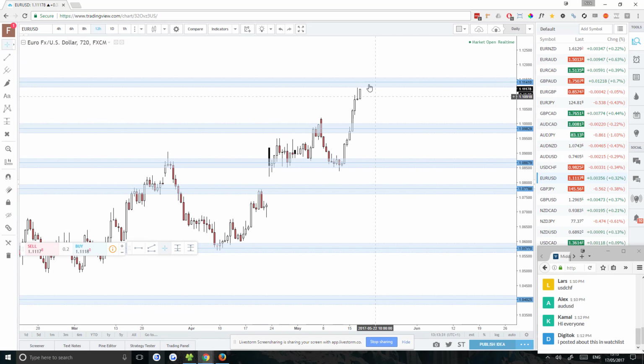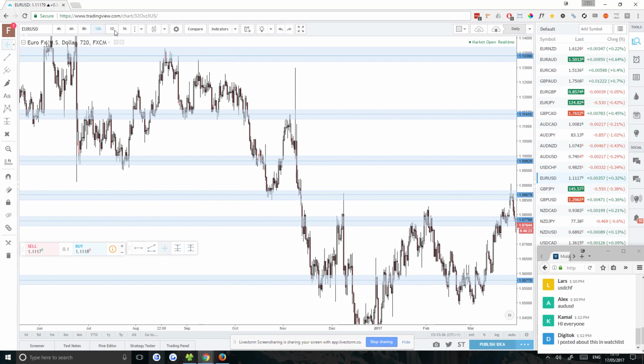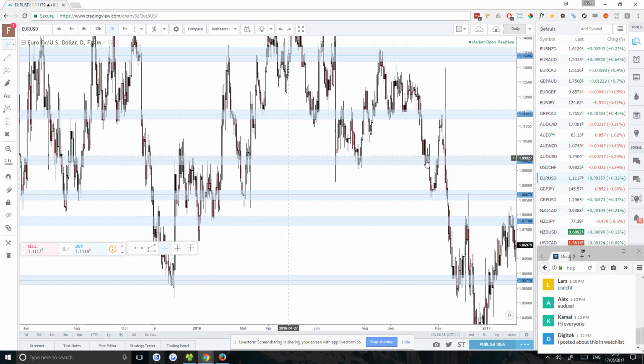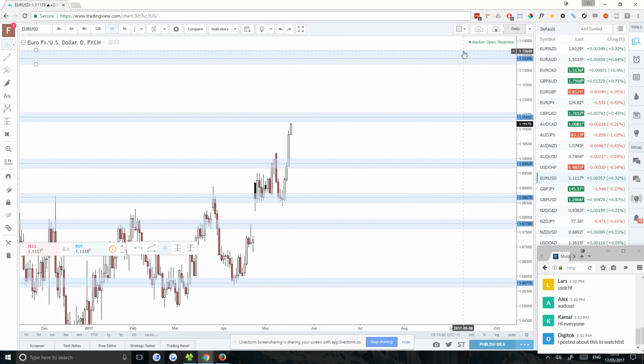EURUSD is approaching a pretty strong resistance area. Yeah, this is a good resistance area, 1.1140. Let's keep a close eye on, sorry, EURUSD, I meant to say. Let's keep a close eye on EURUSD and let's see what happens. If it hits this area, we could be in for a pretty decent reversal on EURUSD. So let's watch it closely, guys.